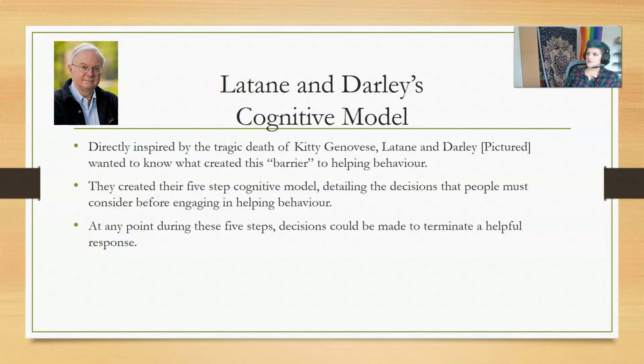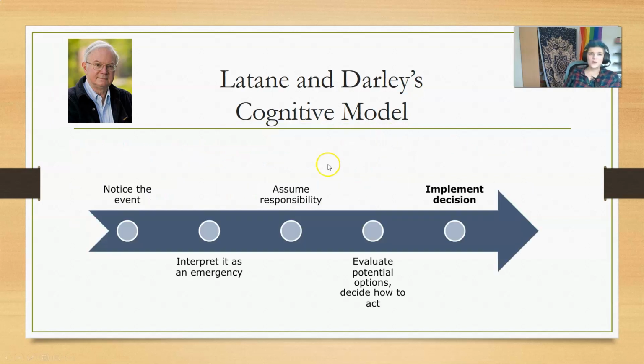And these are the 5 steps. First is noticing the event. Of course, you can't help if you don't notice that someone needs help. The second is interpreting it as an emergency. So, identifying whether or not that person does actually need help. Is it urgent and do they need your help?